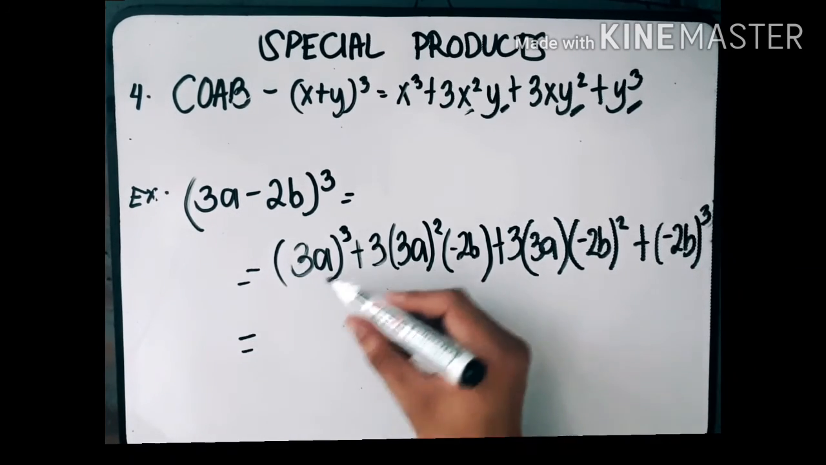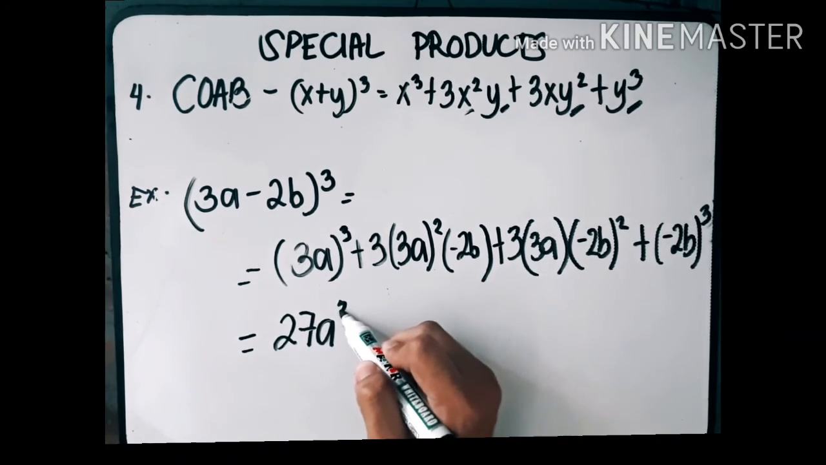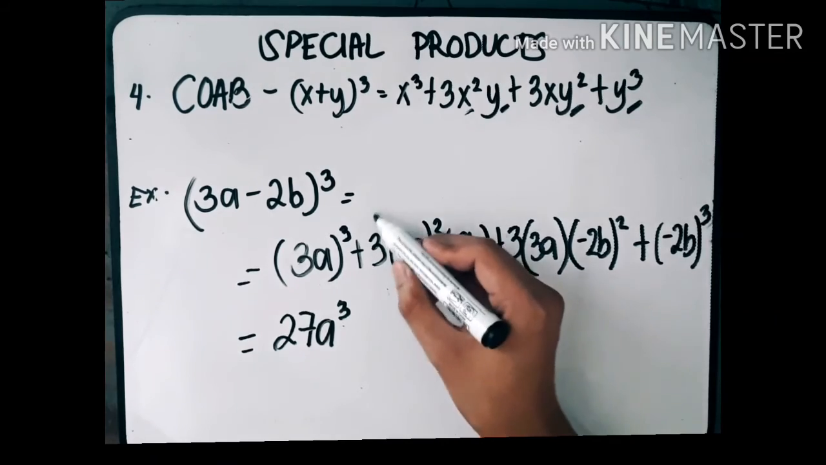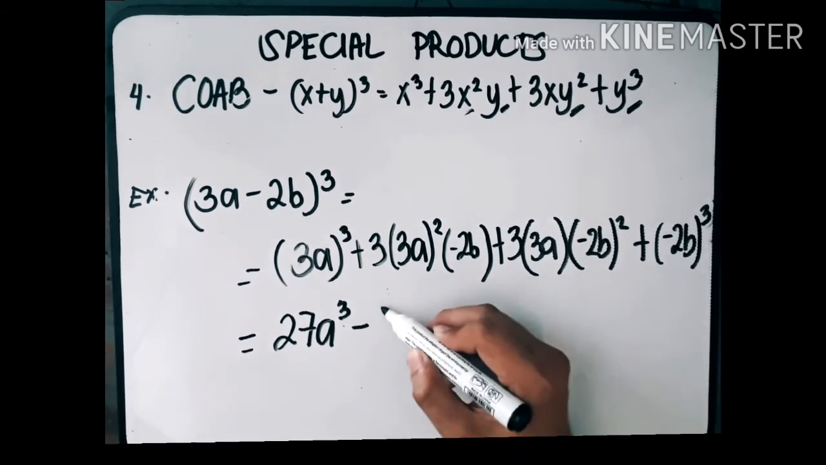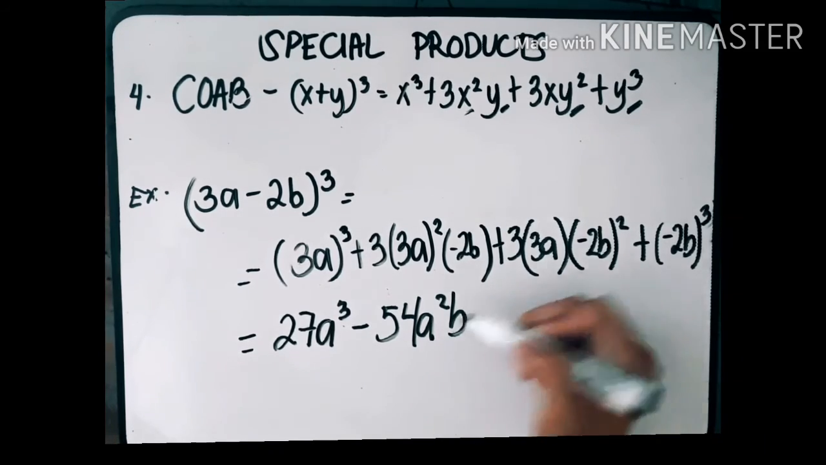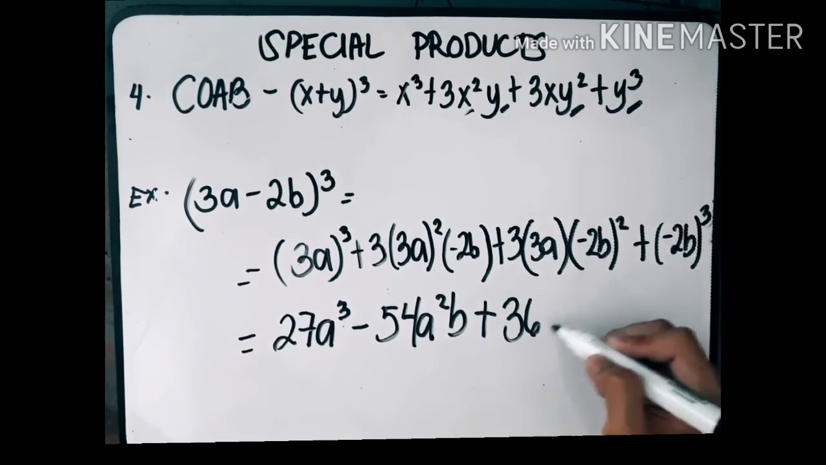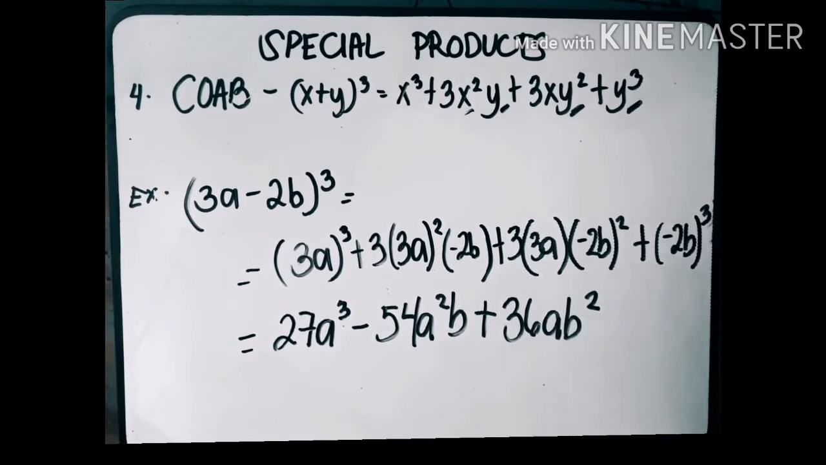And then simplify. 3a cubed is 27a cubed. Multiply lang natin to lahat, which is negative 54a squared b plus 36ab squared minus 2b raised to 3 is 8b cubed. Ito yung final answer. Okay?